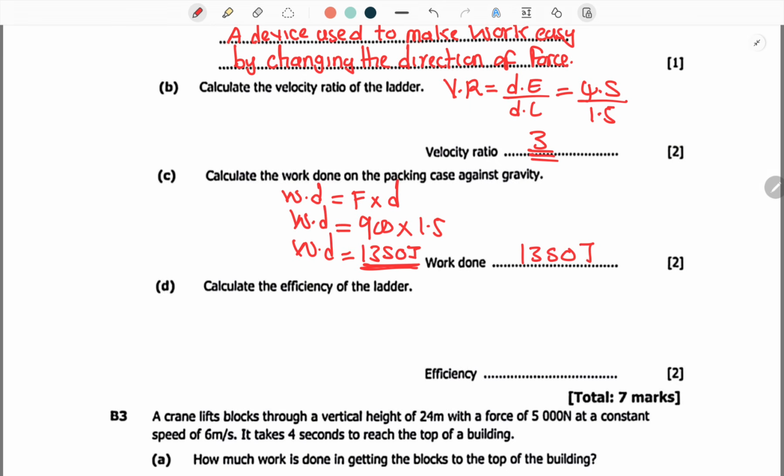Many people actually make mistakes when it comes to units. Some forget the units. Others write wrong units, which is very dangerous, because if you use the wrong units, it means you'll be marked wrong. Then they say we calculate the efficiency.